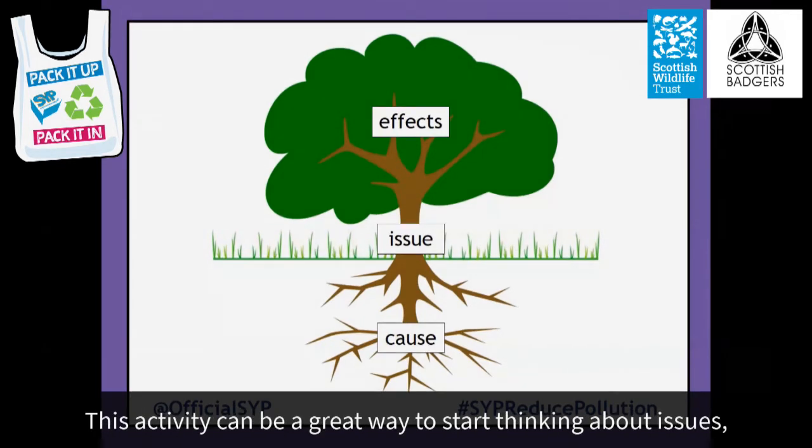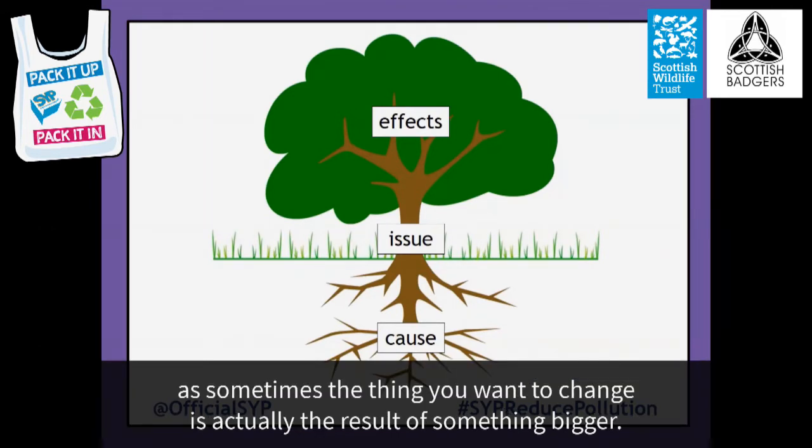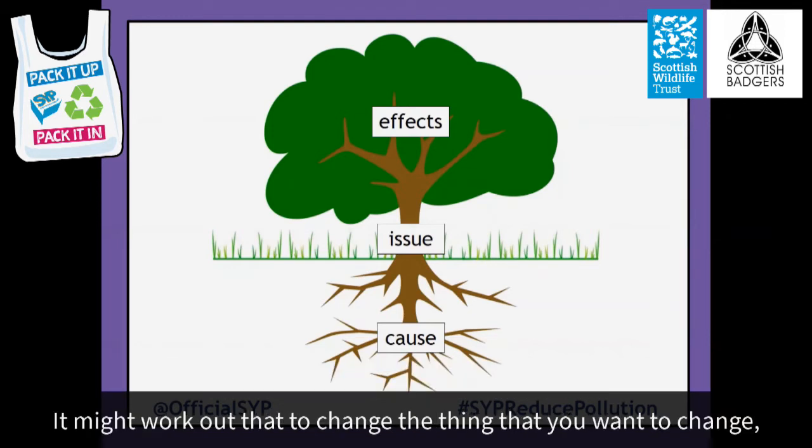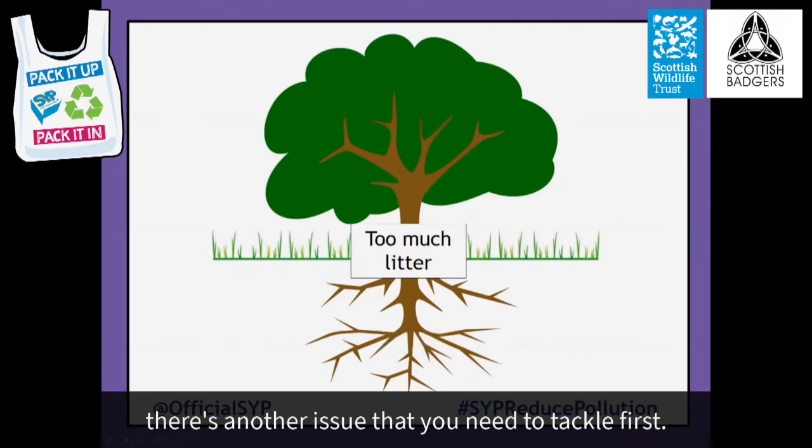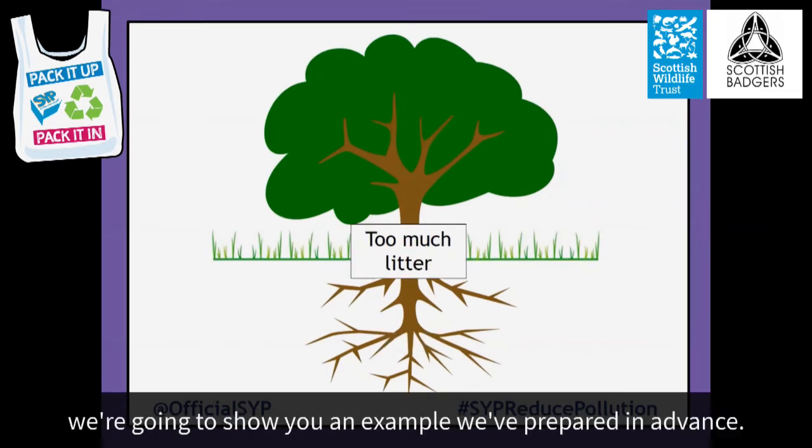This activity can be a great way to start thinking about issues, as sometimes the thing you want to change is actually the result of something bigger. It might work out that to change the thing that you want to change, there's another issue that you need to tackle first. So now you've drawn your problem tree, we're going to show you an example we've prepared in advance.